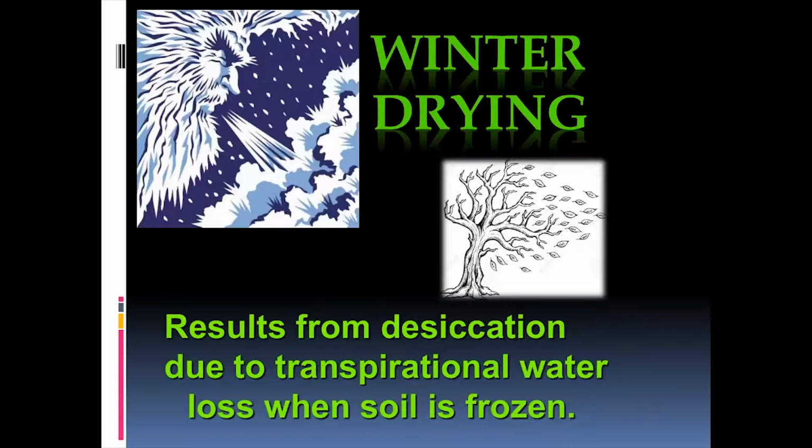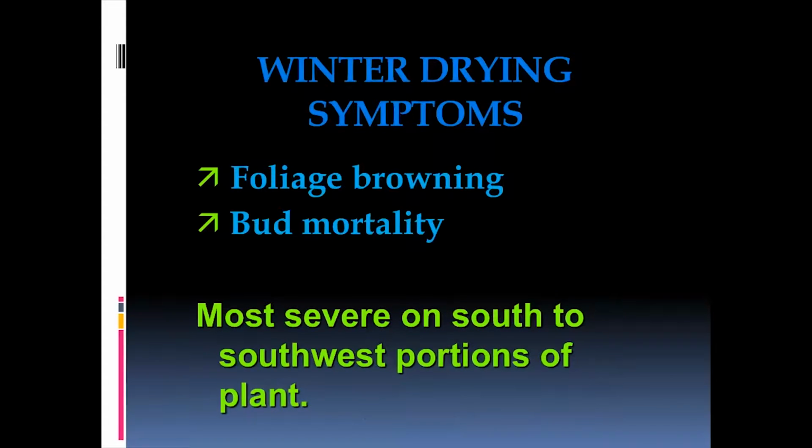Winter drying and desiccating winds, we see this mostly in broadleaf evergreens, obviously. The wind that blows through our plants this time of the year causes those plants to give off a little bit of moisture. There's not as much moisture uptake in the ground for the plants to absorb and replace that water, and that can result in damage to leaf tissue.